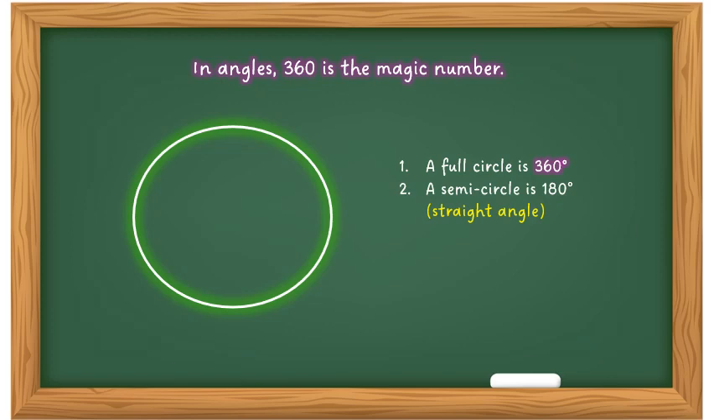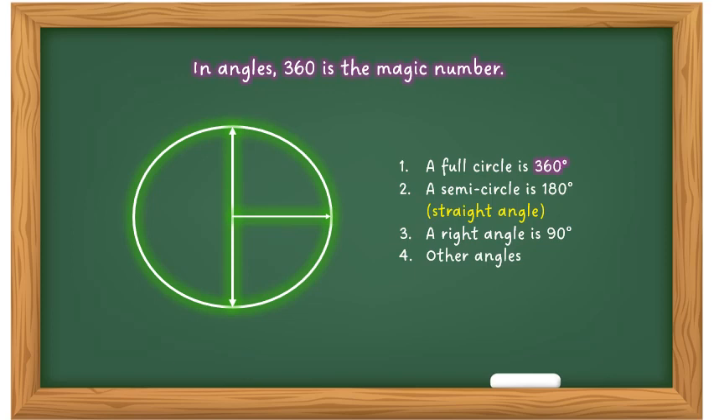Now a semicircle or a straight angle is half a circle. So therefore, half of 360 is 180, and this is called a straight angle. The distance from there to there is a straight angle. It's an angle that's often forgotten in maths. Now the right angle is a quarter of a circle. And you can see the distance from there to there must be a quarter of the magic number, which is 90 degrees.